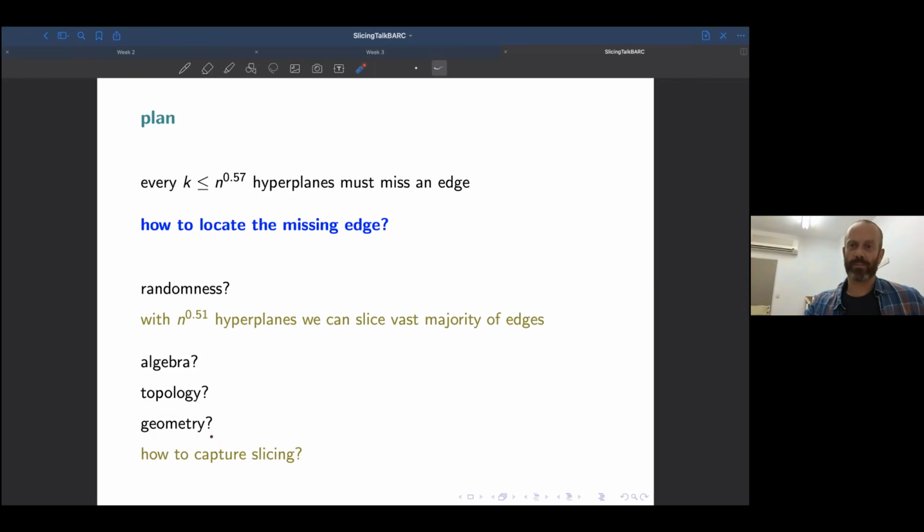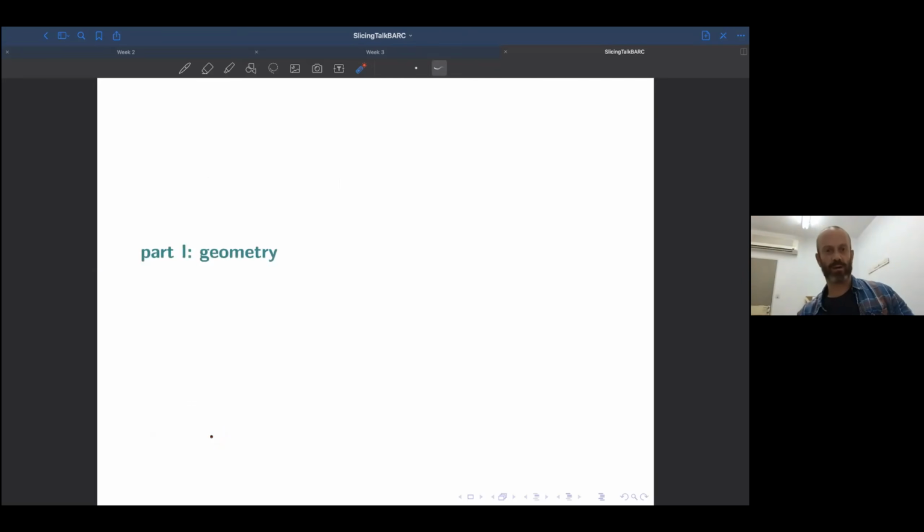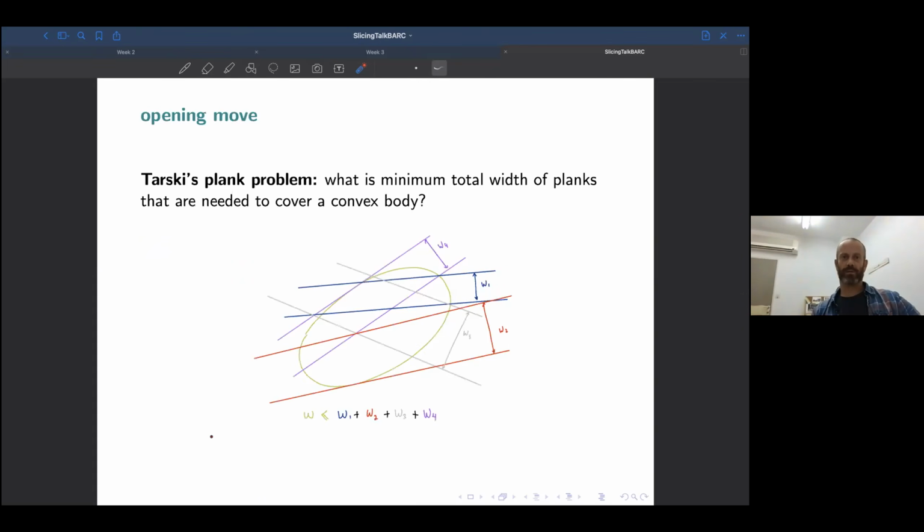Okay, so this is the starting point. We want to locate a missing edge, and now how do we do this? So this is part 1 of the argument. The geometry that we are going to use, this first move in the proof, is related to this problem in geometry. This is called Tarski's plank problem. And it's a problem in Euclidean space. I will explain it briefly. So we have a convex body. This is the green thing I drew here.